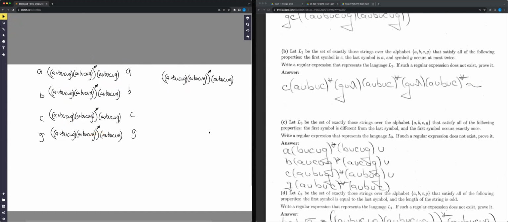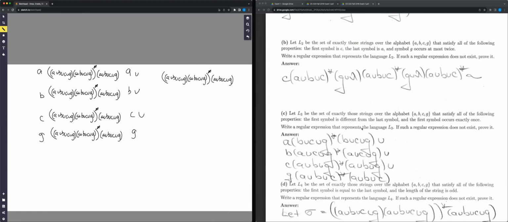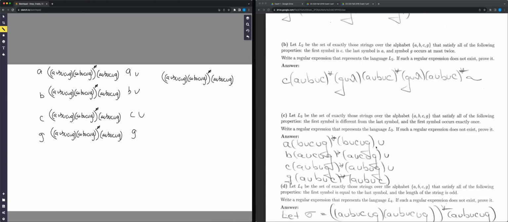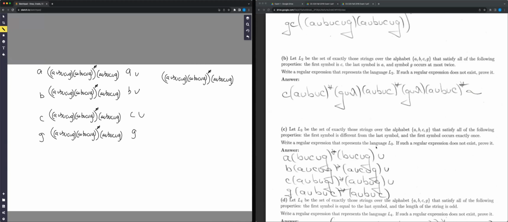Now that's our answer. Then you get the right unions next to all of them. So either this or this or this or this. And thus you get the answer. Oh, there's an edge case. So this would get you partial credit on the exam.